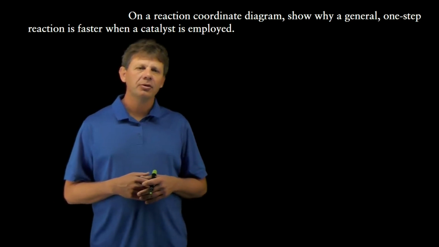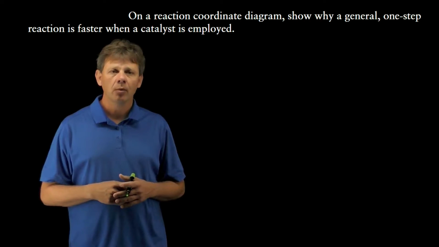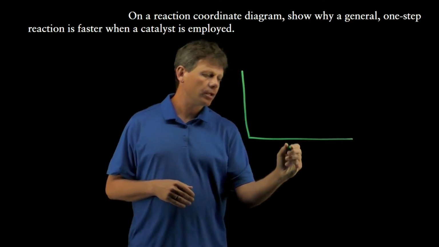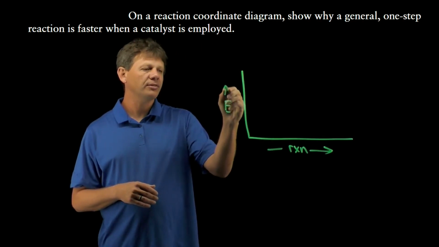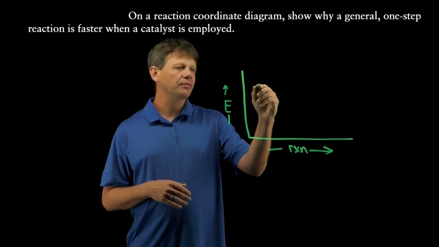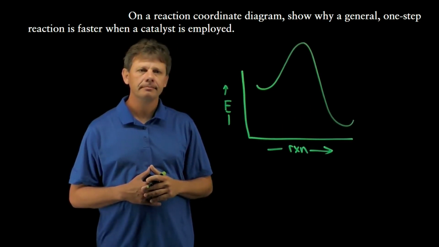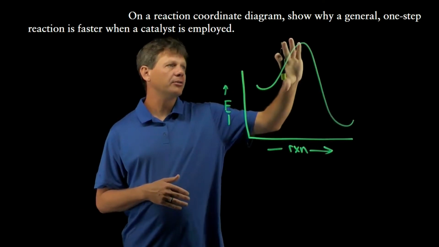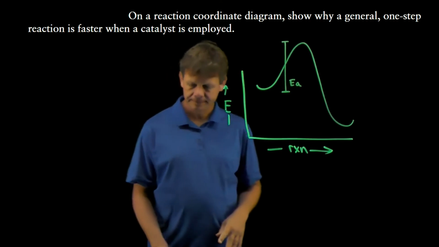This assessment asks us to use a reaction coordinate diagram to show why a one-step reaction might be faster when a catalyst is employed. So let's start by just drawing that reaction coordinate diagram for our uncatalyzed one-step reaction. We'll have it start here, and we'll have it be relatively favorable with a high activation energy. So going from reactant to product is favorable, but because our activation energy is high, it is slow.